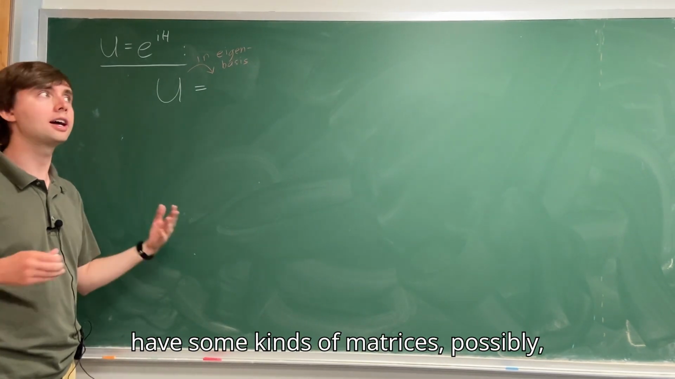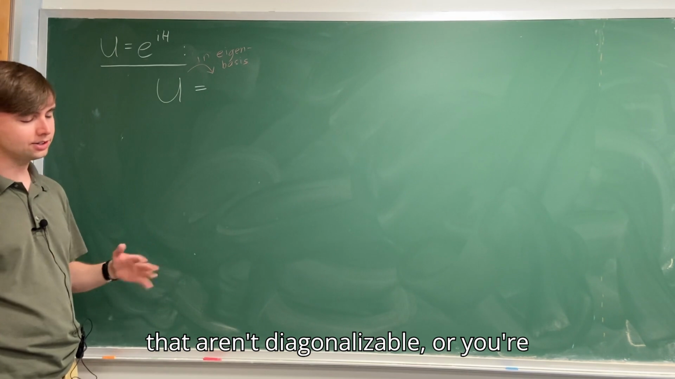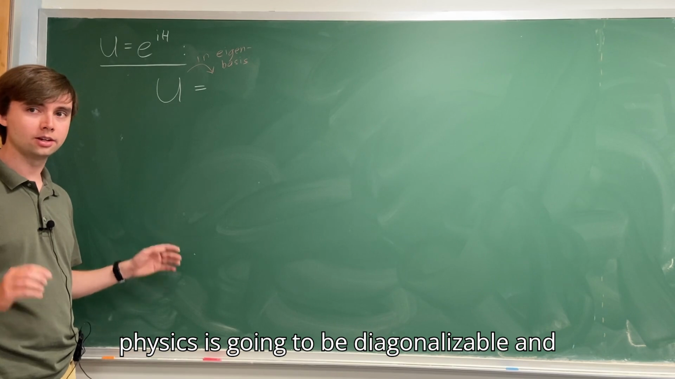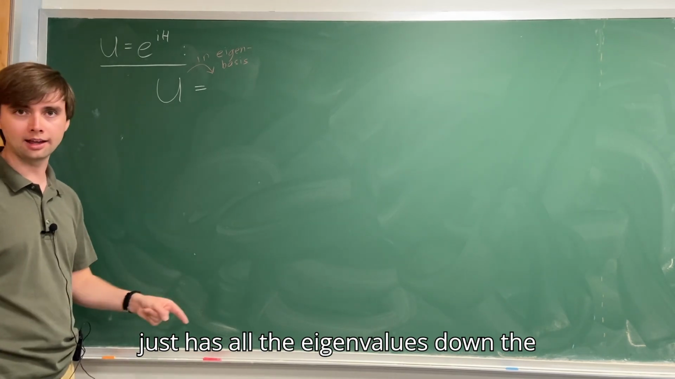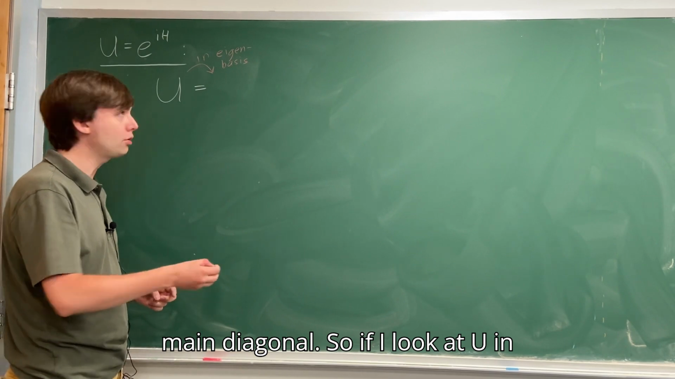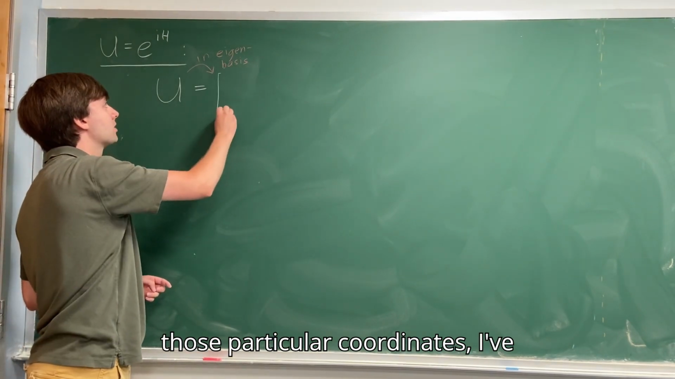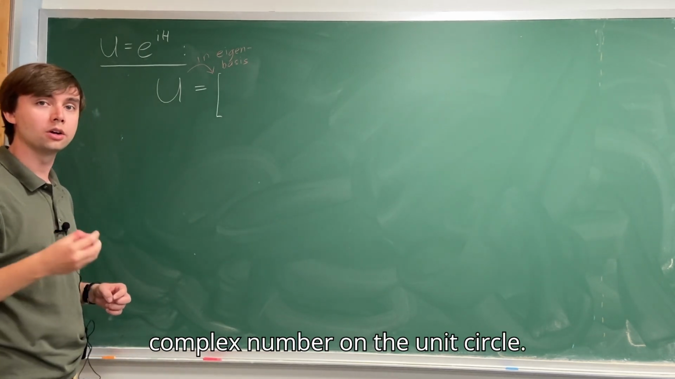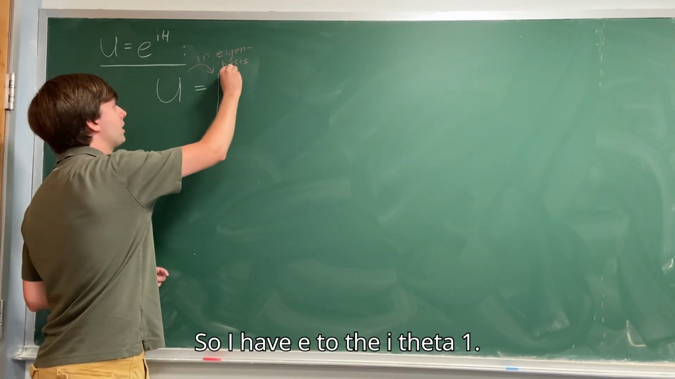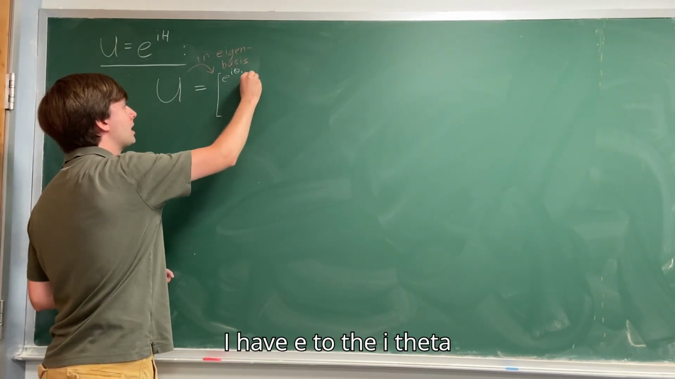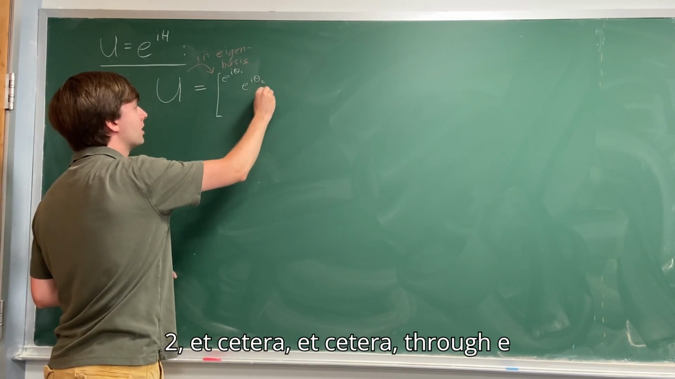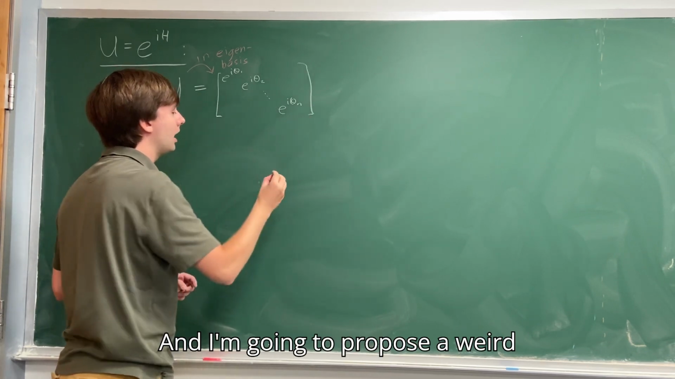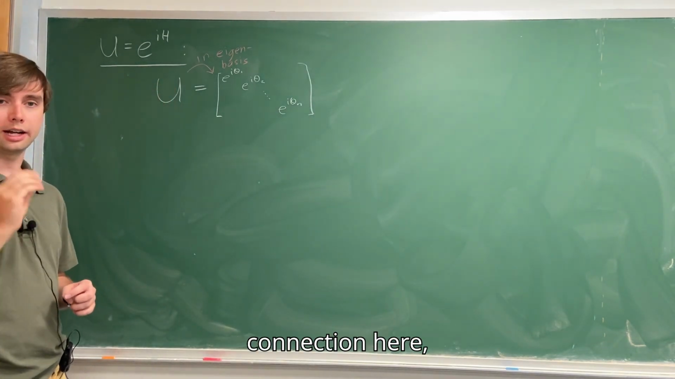Now, you're going to have some kinds of matrices possibly that aren't diagonalizable or are going to have other weirder elements, but pretty much everything you work with in physics is going to be diagonalizable and just has all the eigenvalues down the main diagonal. So if I look at U in those particular coordinates, I've learned that every eigenvalue has to be a complex number on the unit circle. So I have e to the i theta 1, I have e to the i theta 2, et cetera, through e to the i theta n. And I am going to propose a weird connection here.